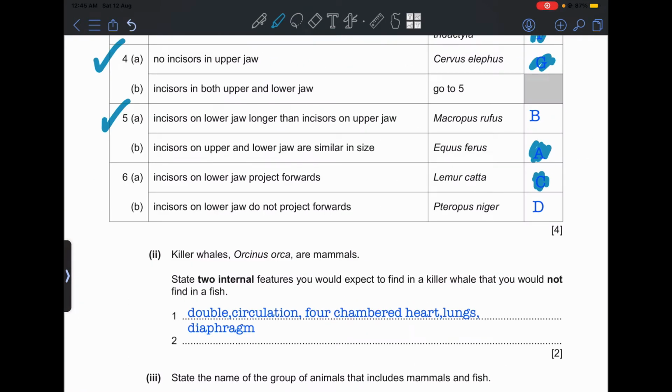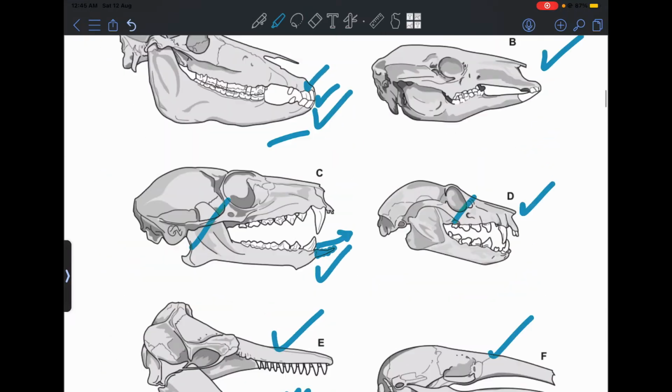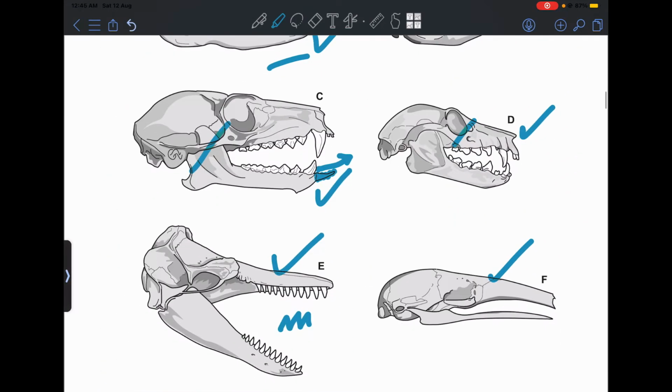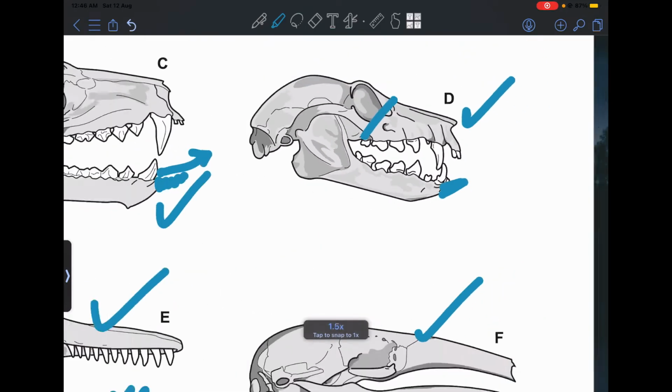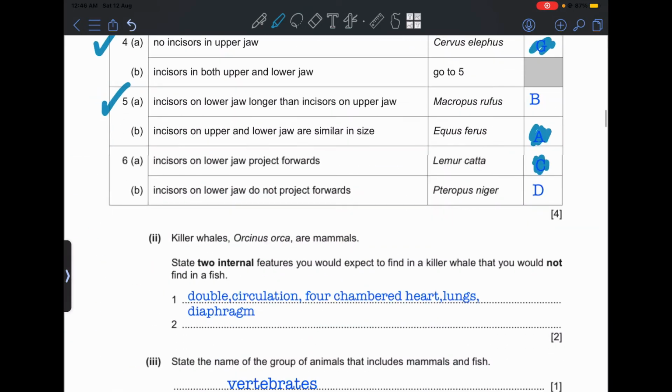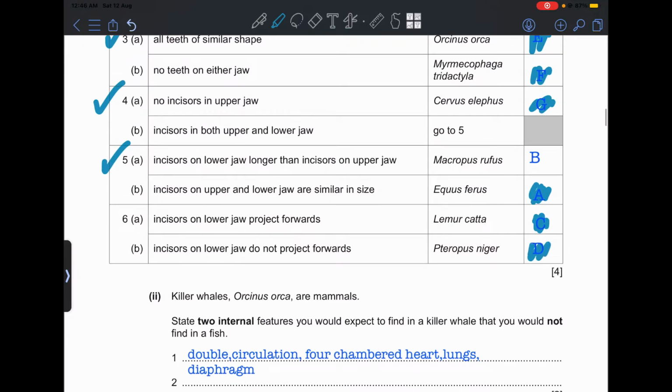And then B says incisors on lower jaw do not project forwards. Of course, this is going to be D. They do not have anything that is pointed like C. So this is going to be D. So we answered this one.